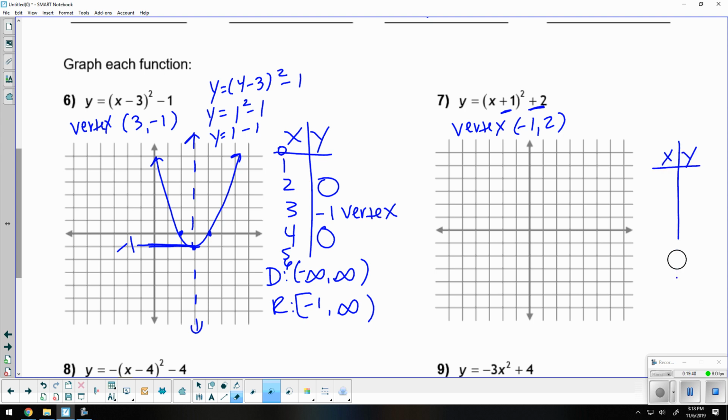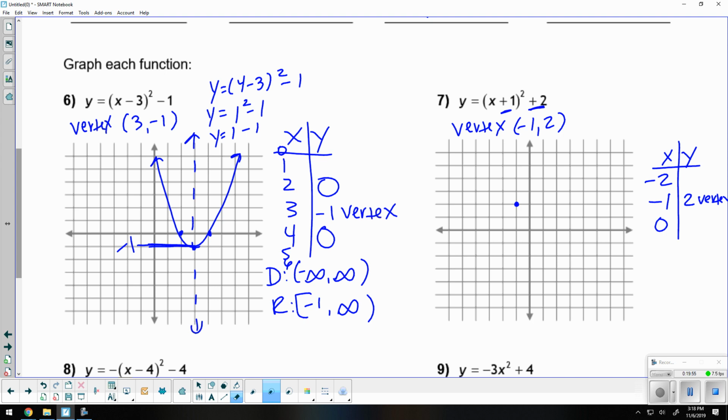I guess I don't need to make it that long. But -1, 2, there's our vertex. So I'm going back 1, up 2, there's the vertex. Throwing some extra numbers here, so maybe you want to plug in like 0 and then -2.